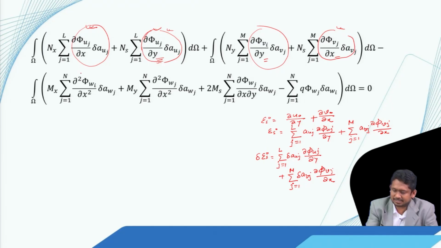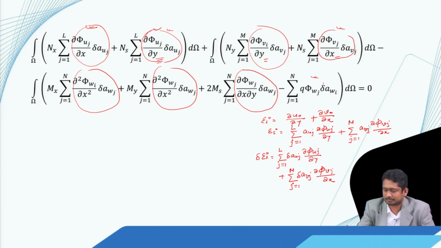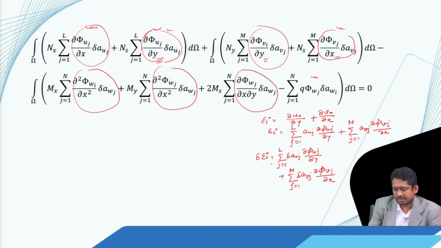Similarly, this is due to the variation of del 2 w by del x 2, and this is due to the variation of del 2 w by del y 2, and this is from the variation of del 2 w by del x del y, and this is just the variation of w. Now, we can rearrange the terms and write it like this.